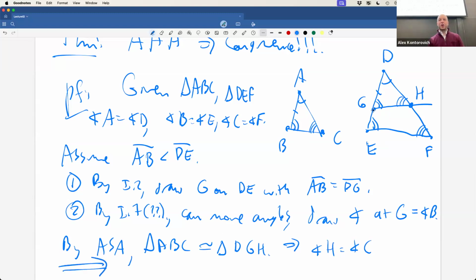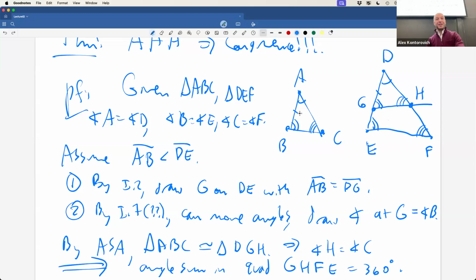It then follows that in the quadrangle GHFE, the angle sum is 360 degrees. Because this is 180 minus H plus H, and this is also 180. Let me not mark them. This angle plus that angle makes 180. This angle plus that angle also makes 180. So those 4 angles add up to 360.